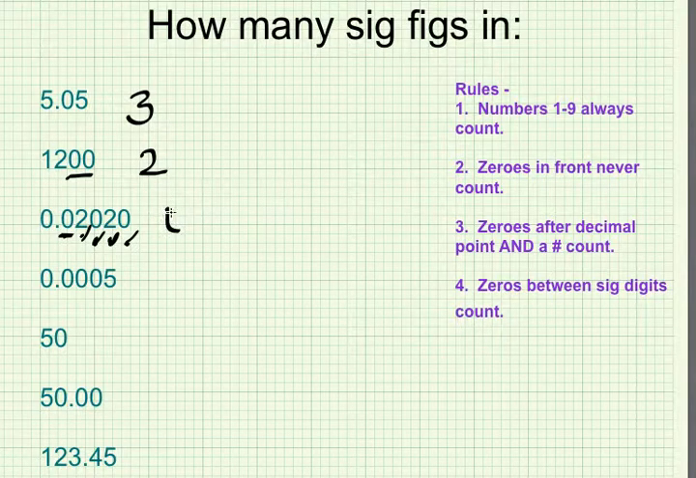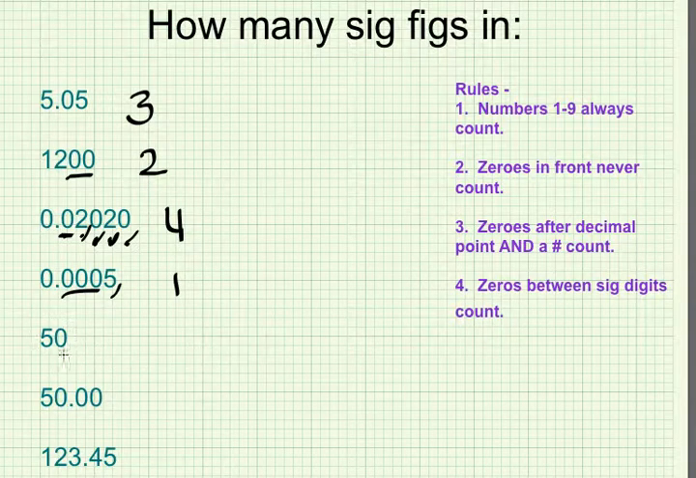That means I have 4 significant figures. All right, take a look at the next one. What do you think? How many significant figures are in this? Now notice what happened here. This was in front of a non-zero. It didn't count. These are not going to count, but the 5 will because it's a number. So that's 1 significant figure.